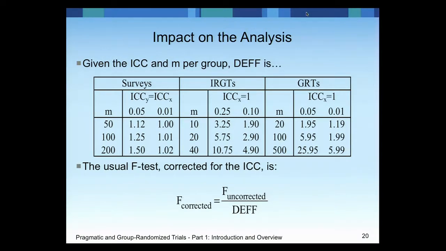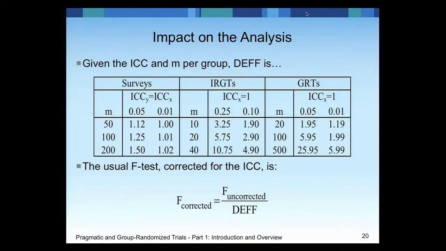So as shown on the left-hand portion of this table, even if I have 200 people in each of the primary sampling units in my survey design, and the interclass correlation is fairly large, 0.05, the design effect is only 1.5, so it's not a great number. And if the interclass correlation is smaller, then the design effect is even smaller, almost negligible.